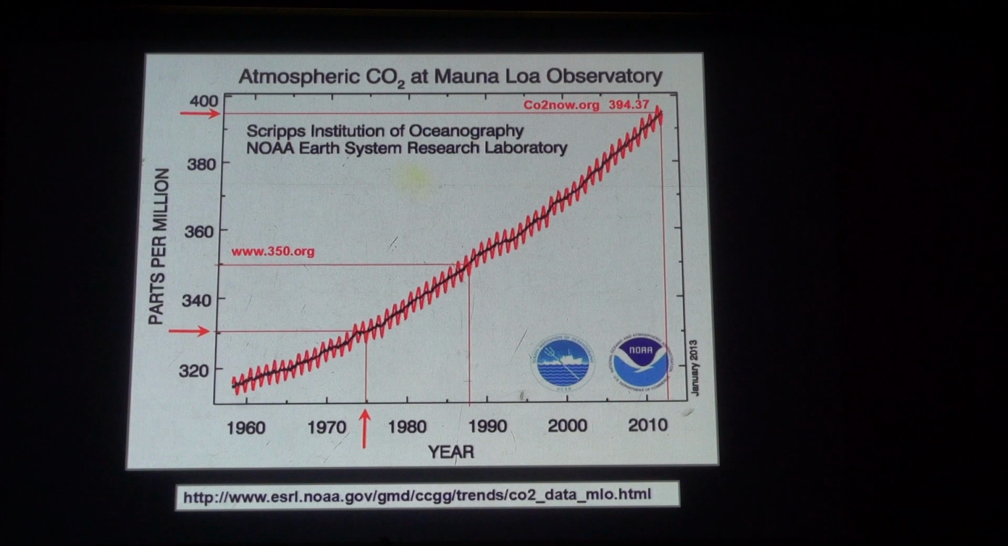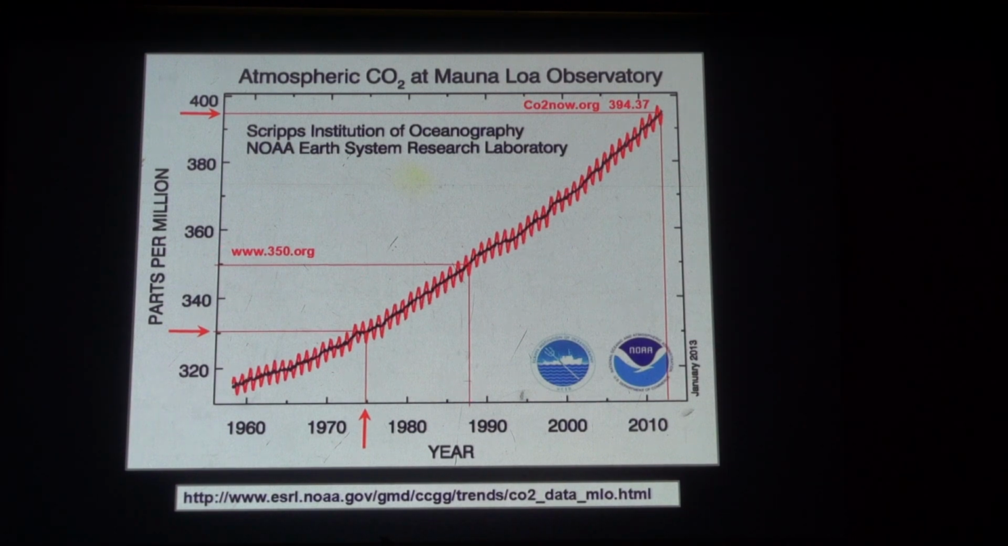Okay, so now a very brief look at climate change. I just put this in here to say that this is sometimes called the Keeling curve. This is atmospheric CO2 at Mauna Loa Observatory, and there are 3 lines on here. This is when I came to Rhode Island in 1975. It was 330 parts per million. This is now, up here at 394, going towards 400. And this right here is 350.org.